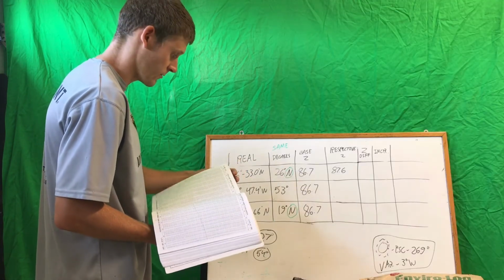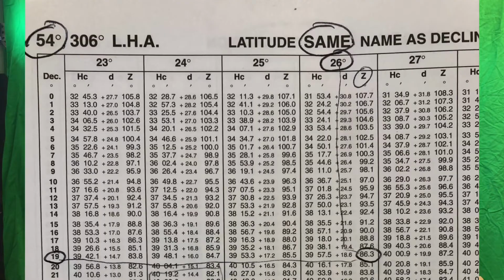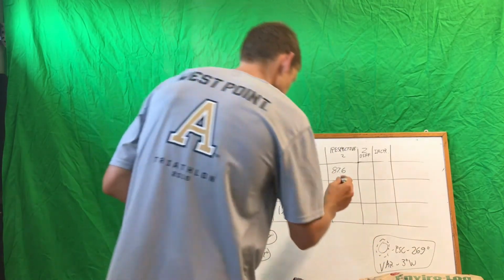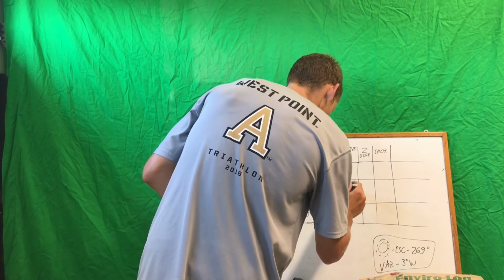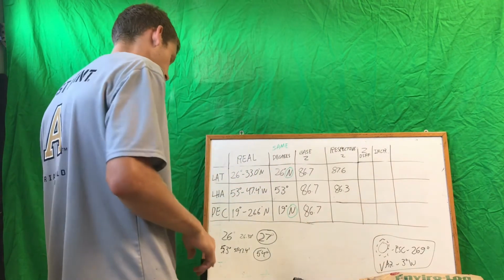So flip to the 54 degrees page, and then go to LHA 54, same declination, go to latitude 26, and then compare it with the declination 19. You scroll those together, and you should get 86.3. Back to the board. 86.3. Now we just have to do this one more time.